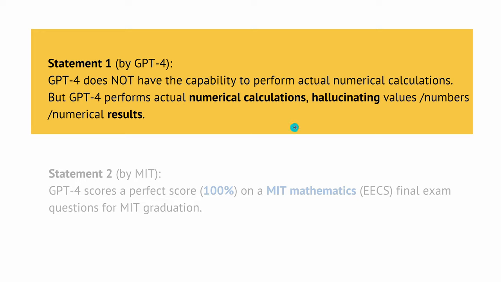So now, after we had this insight about the ability of GPT-4, let me reformulate my statement from what we just learned. GPT-4 does not have the capability to perform actual numerical calculations like GPT-4 told us, but GPT-4 performs numerical calculations while hallucinating values, numbers, and numerical results. Or, as GPT-4 calls it, using symbolic values. Symbolic values is, in an actual numerical calculation, a very interesting phenomenon if you want an exact mathematical result. So we now know that GPT-4 performs numerical calculation and hallucinates values.